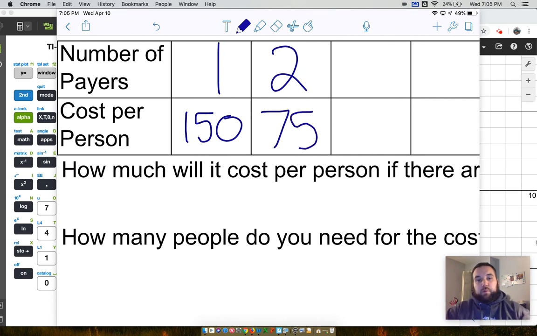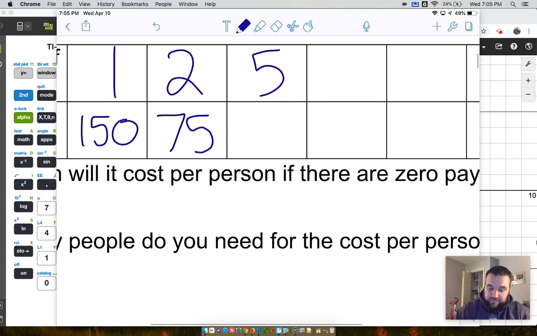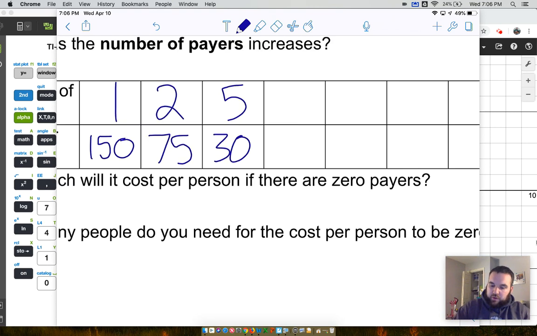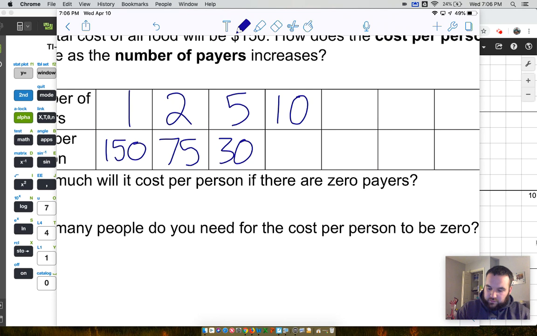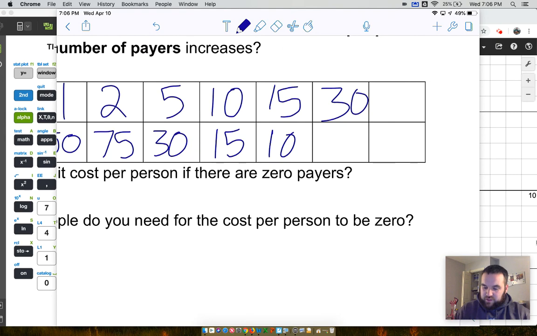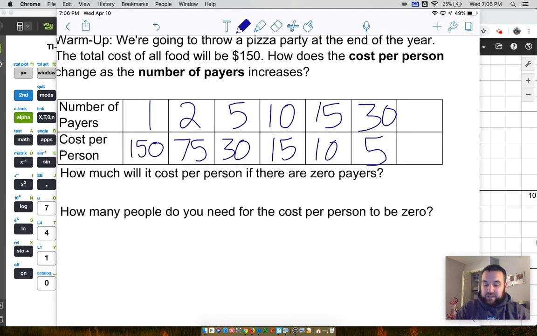A couple more people raise their hands. They say, you know what, it's fine, I get it, I like pizza, I'll chip in. We get 5 people paying. What's that going to do to the cost? It is going to keep decreasing per person. So if I take now $150 and split it amongst 5 people, now each person's paying $30. We could keep going with this, right? I could say, what if there's 10 people paying? Well, now it's $15 each. There's 15 people that are going to pay, 150 divided by 15. Now each person only has to pay 10. And let's say the entire class shows up, wants to help out. Bam. Now for 30 people, it's only $5 each.